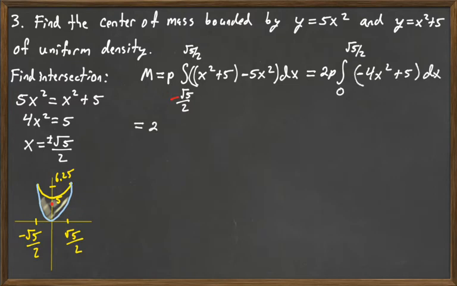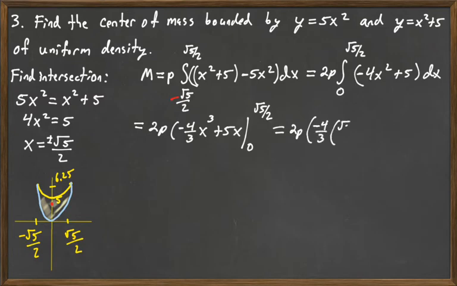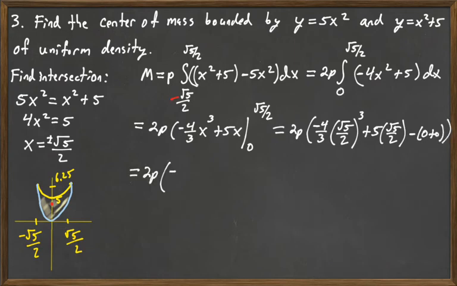So it's going to be 2 rho, negative 4/3 x cubed plus 5x, evaluated from 0 to the square root of 5 over 2. So 2 rho times negative 4/3 root 5 over 2 cubed plus 5 root 5 over 2. And then plug in the lower limit of 0, plus 0, so it doesn't do anything. So 2 rho times negative 20 root 5 over 24 plus 60 root 5 over 24.